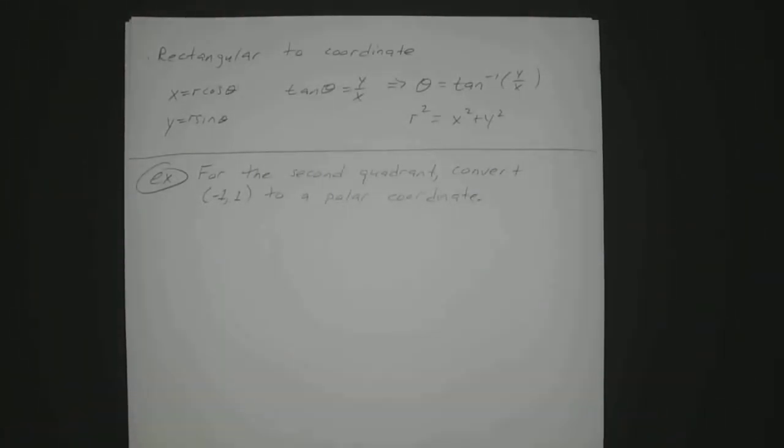Okay, now which quadrant is important because you need to know which one is negative and which one's positive, negative x or positive x, or negative y or positive y. So if it's in the second quadrant, your x is going to be negative and your y is going to be positive. But if you were in the fourth quadrant, your x would be positive and your y would be negative. So that's why they have to tell you, because it makes a big difference on what your theta would be.